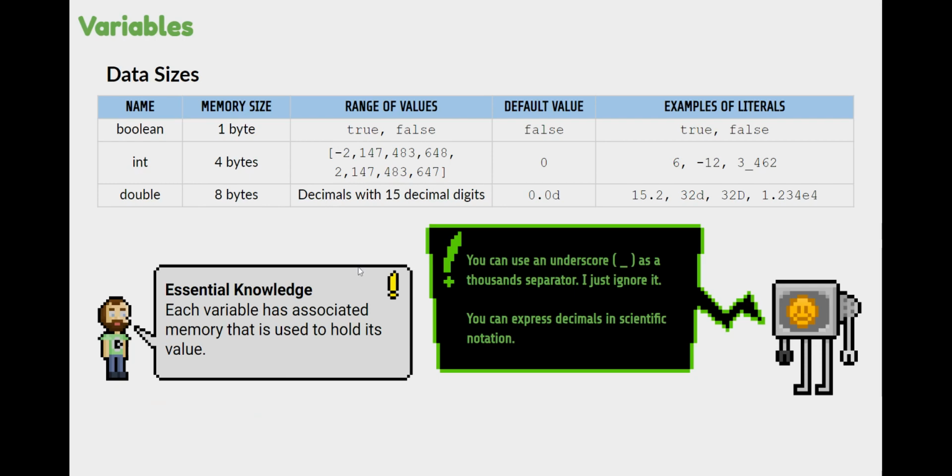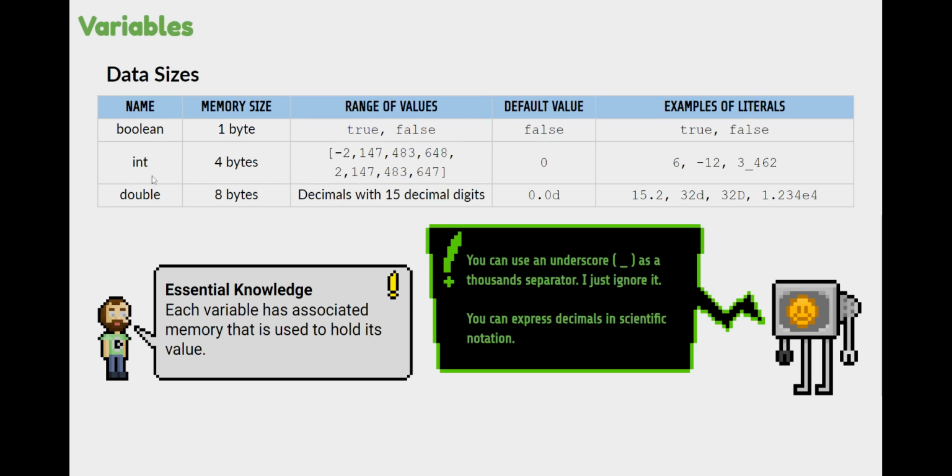So the one that takes up the least amount of space is a boolean. You don't really need to know the memory sizes that they actually take up, but the boolean takes up 1 byte of memory. And it can only have 2 different values, true and false. It doesn't need a lot of space to hold these 2 different values. By default, it's the value of false, and the only literals are true and false. In fact, those are the only 2 literals that it can be.